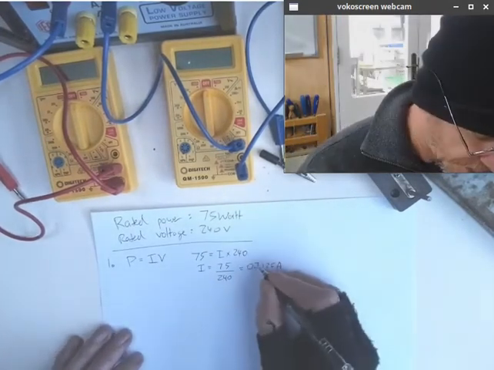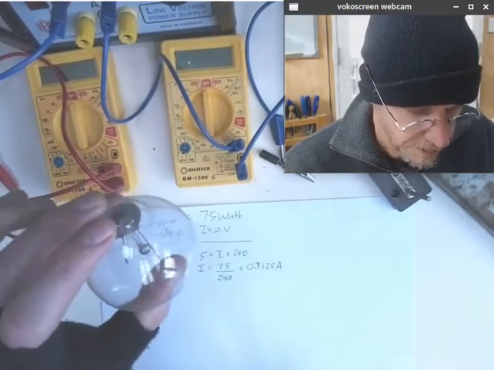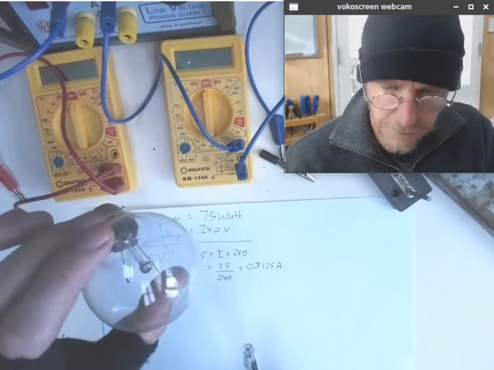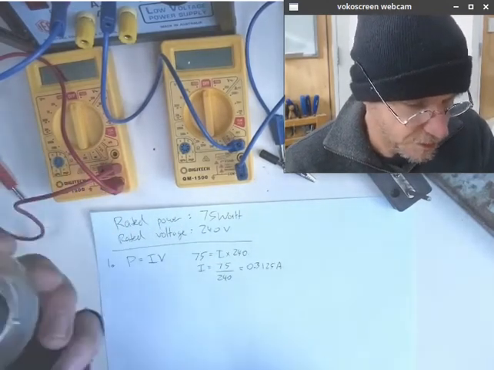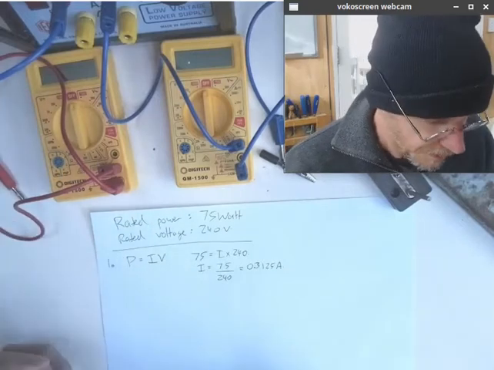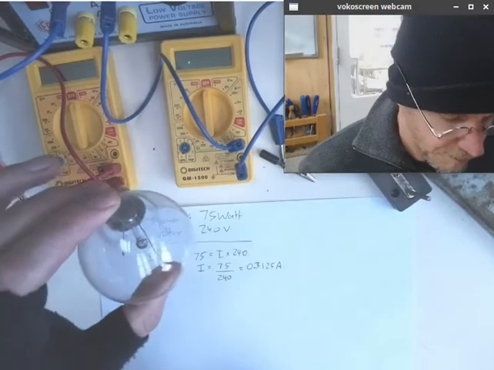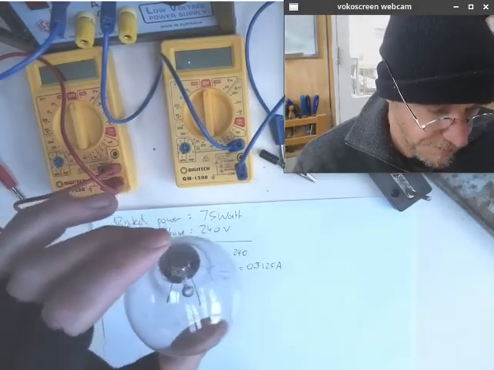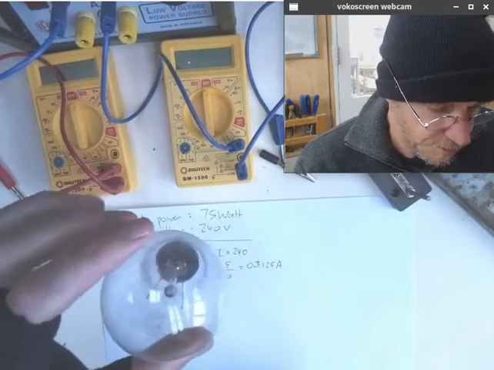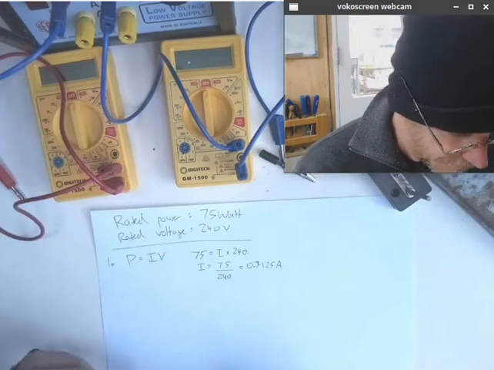According to what's printed on the bulb, we could expect 0.3125 amps to be drawn if you connected this to a 240 volt power supply. That means if you have multiple of these in parallel, each one drawing 0.3125 amps, you would accumulate that current. For example, 3 of these bulbs in parallel would draw approximately 1 amp.